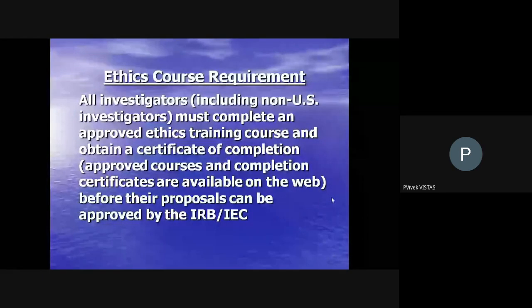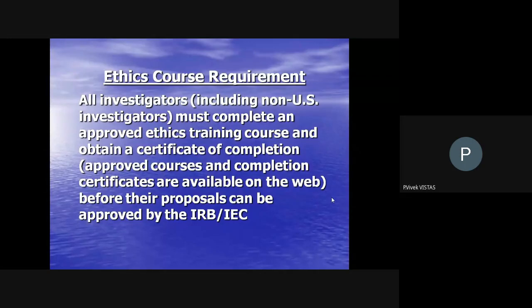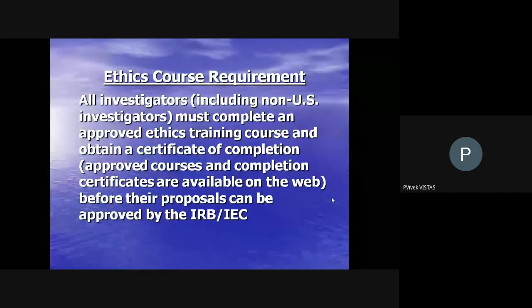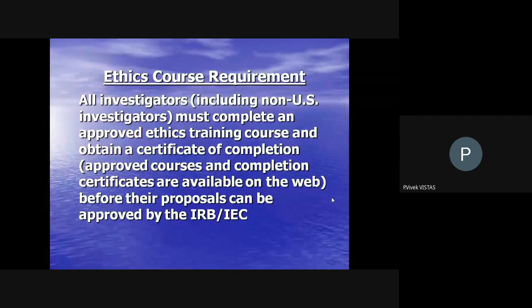So the ethics course requirement: if you want to follow an ethical committee, there should be a requirement for conducting ethical research. All investigators must complete an approved ethics training course and obtain a certificate of completion before their proposals can be approved by the IRB or IEC. If I am a researcher, I need to conduct research on a particular thing. I need to complete an ethical training course and get a certificate of completion before I submit to the IRB or IEC organization.